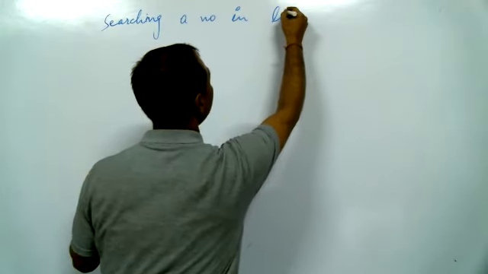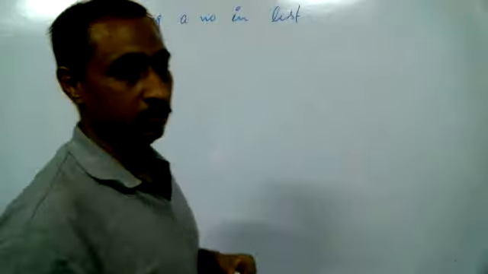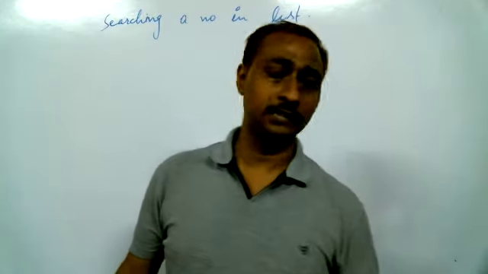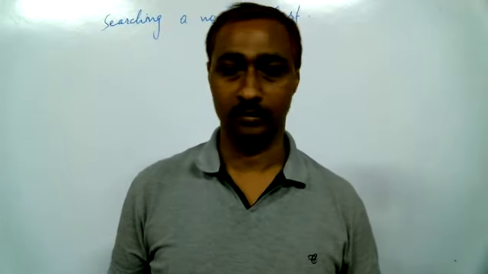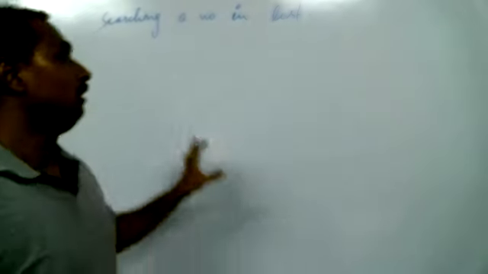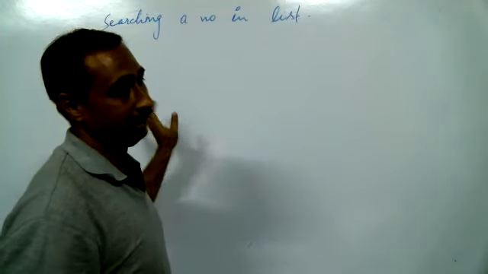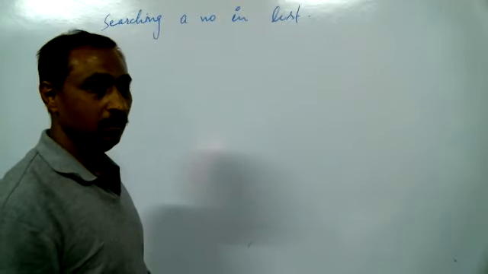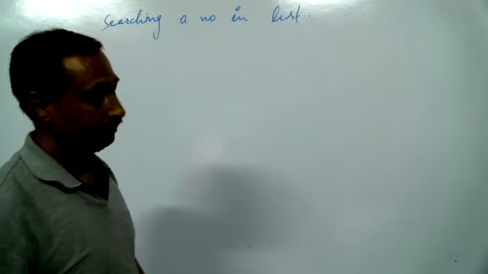Searching a number in a list using a function. So for that, the function should have the list as well as the number which has to be searched in the list. Both the variables are required. So this function should have at least two arguments. One should be the list and another one should be the number which has to be searched in the list.